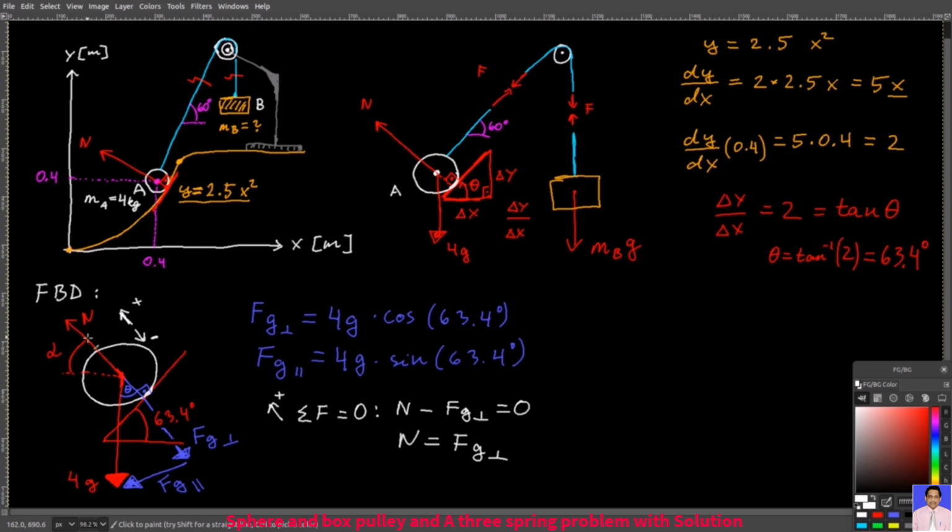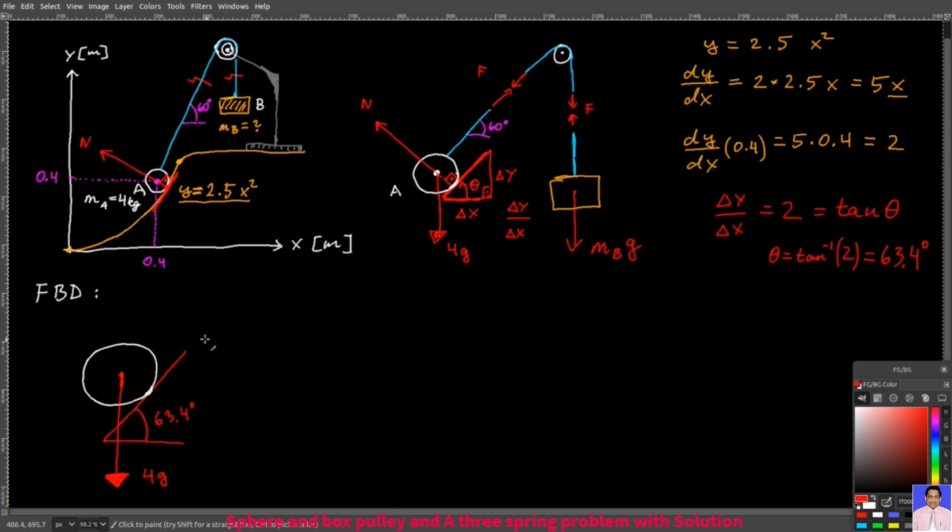So you know that they have the same line of action, which means that this alpha here is also this alpha here. So right away you can calculate your alpha because you see that you have 90 degrees here. So you can say that alpha equals 90 degrees minus theta. So you just subtract this theta from 90 degrees and you get your alpha. And that will give you 26.6 degrees. That's your alpha.